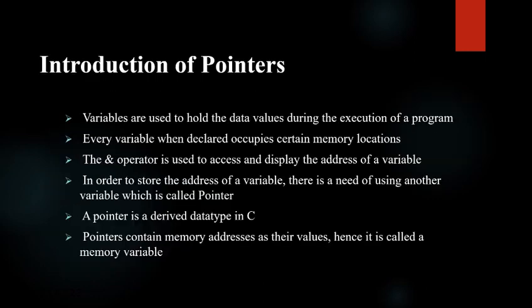Introduction of pointers. Variables are used to hold the data values during the execution of a program. For every variable we declare, it occupies a certain memory location. The address operation is used to access and display the address of a variable. In order to store the address of a variable, there is a need of using another variable, which is known as a pointer. A pointer is a derived data type in C. Pointers contain memory addresses as their values, hence it is called a memory variable.